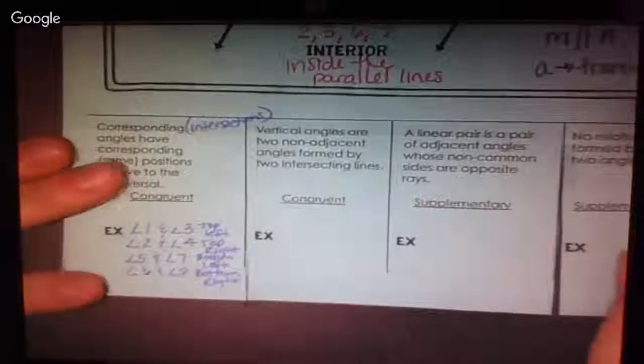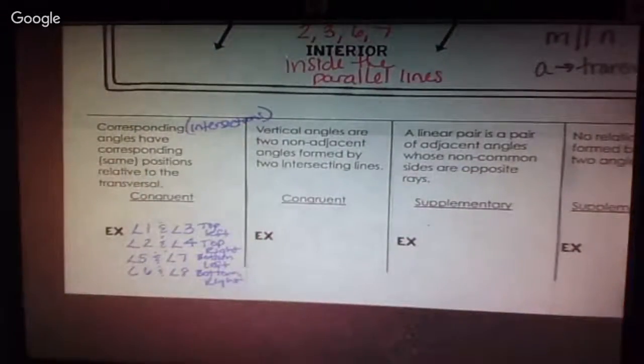So in order to be corresponding, you have to be in the same position. So you're going to have 2 separate intersections when you do corresponding. One has to be in the first intersection, one has to be in the second one, and they must be in the same position. So again, top right, top left, top left.